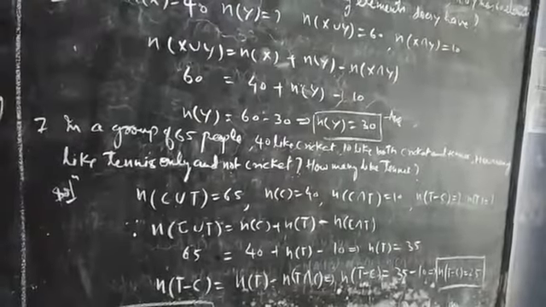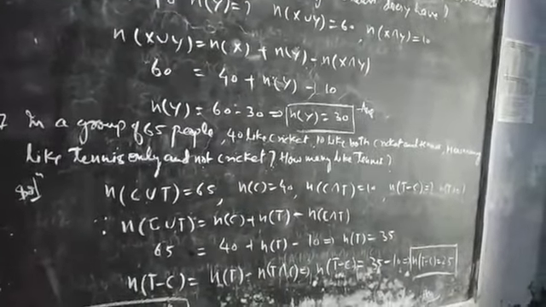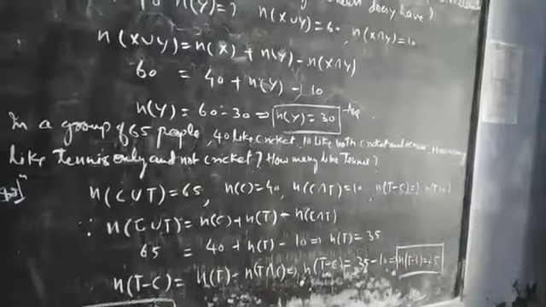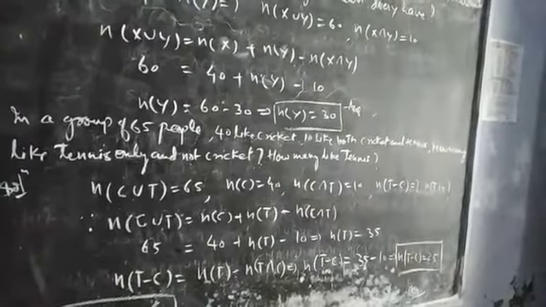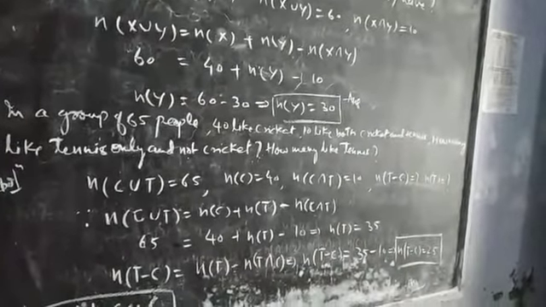Again, n(T − C) is equal to n(T) − n(T ∩ C). Therefore n(T − C) is equal to 35 − 10, that is 25. So n(T − C) is equal to 25.